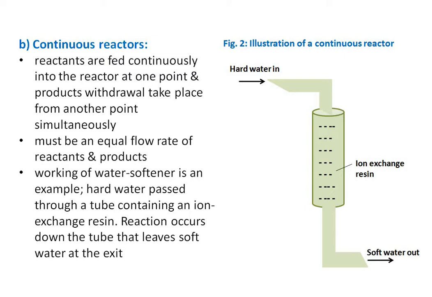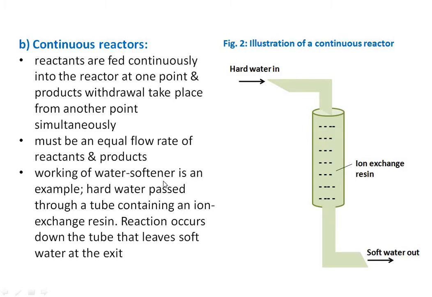The second one is the continuous reactor. This is another form where reactants are fed continuously into the reactor at one point and product withdrawal takes place from another point simultaneously. The feeding of reactant and the flow rate of product should be equal.